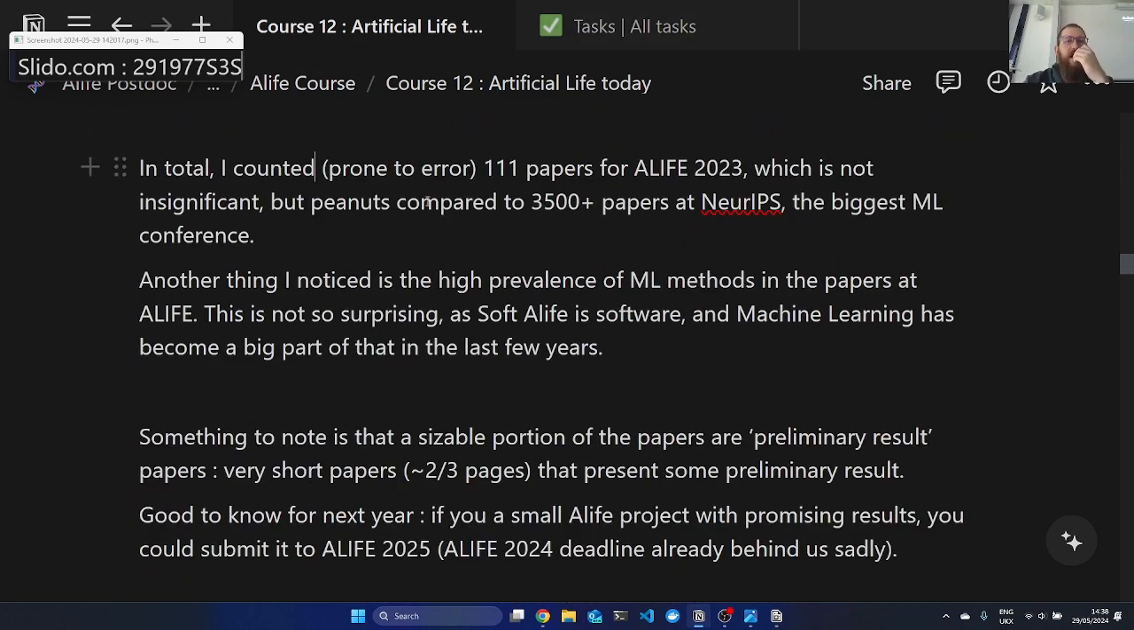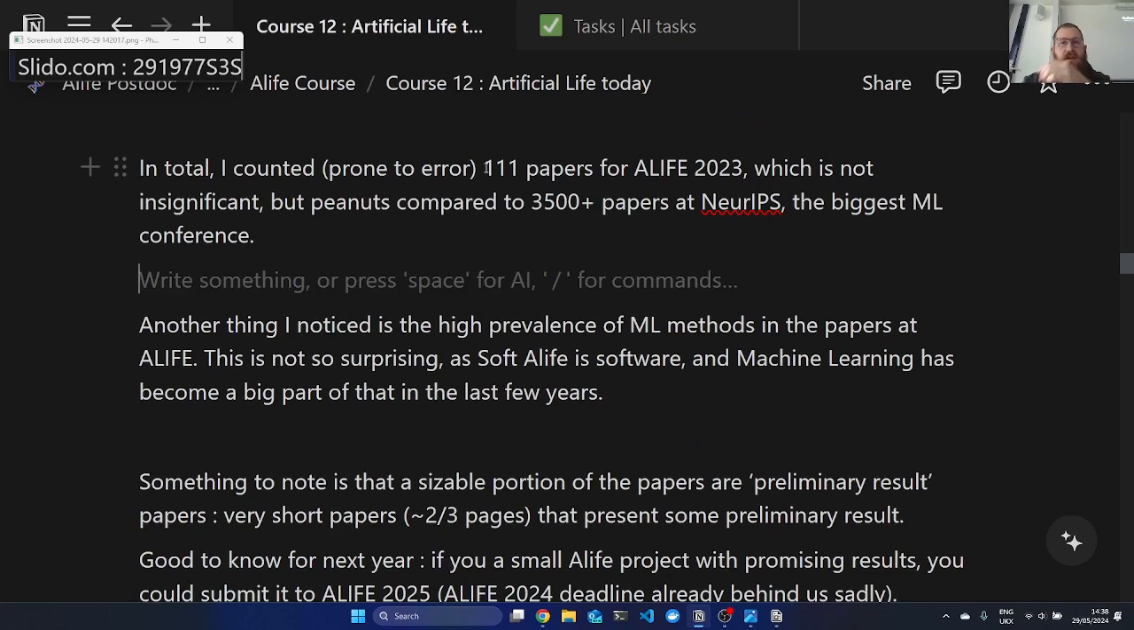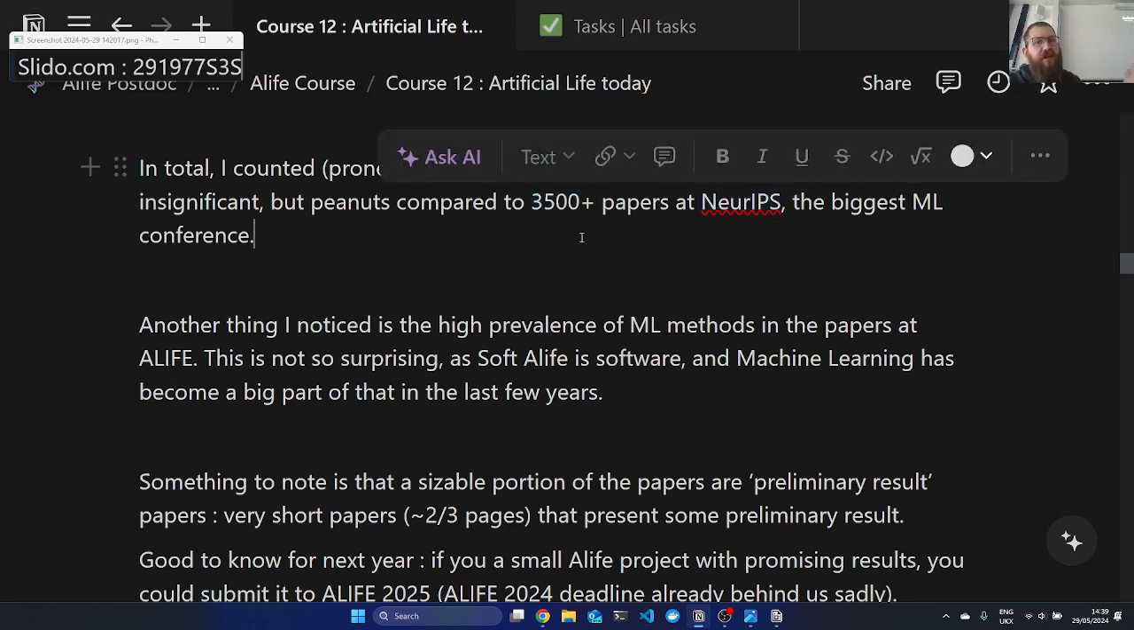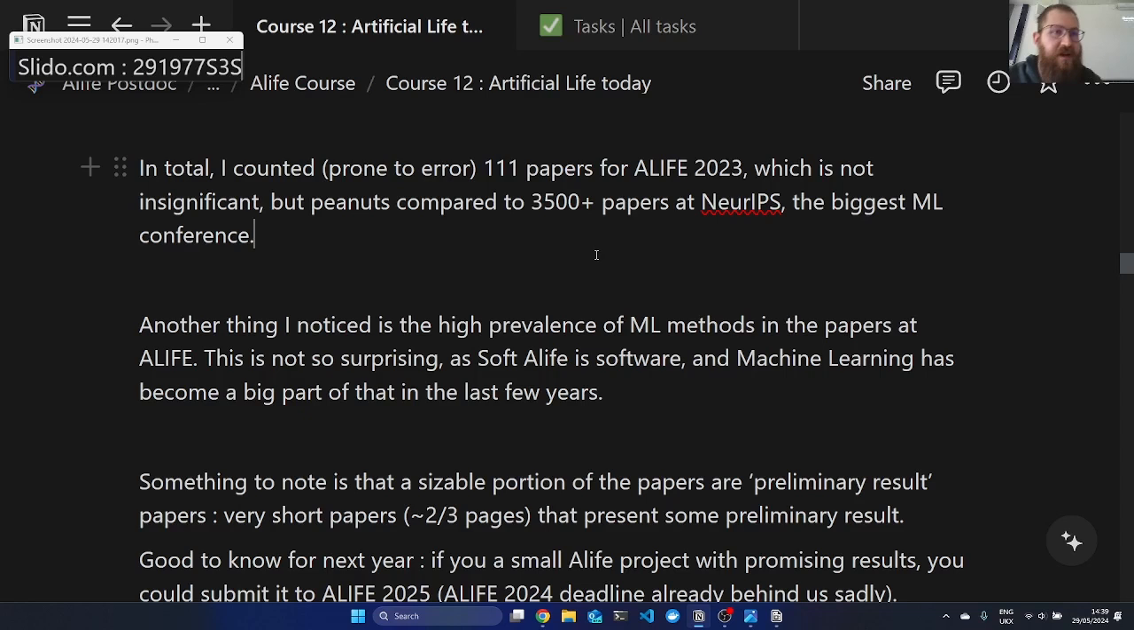Just for the numbers, there were approximately 110 papers which were accepted, probably submitted around 200, 250, something like that. So it's not that small, but if you compare it to the biggest field there is right now, machine learning, in the biggest machine learning conference you usually have 3,500 accepted papers. But this is the biggest field there is right now.